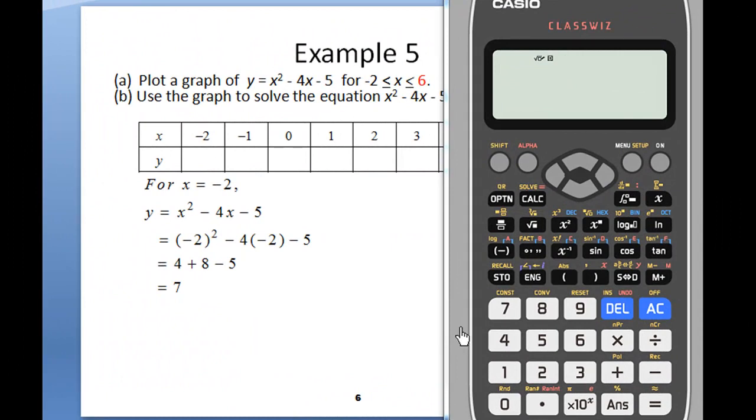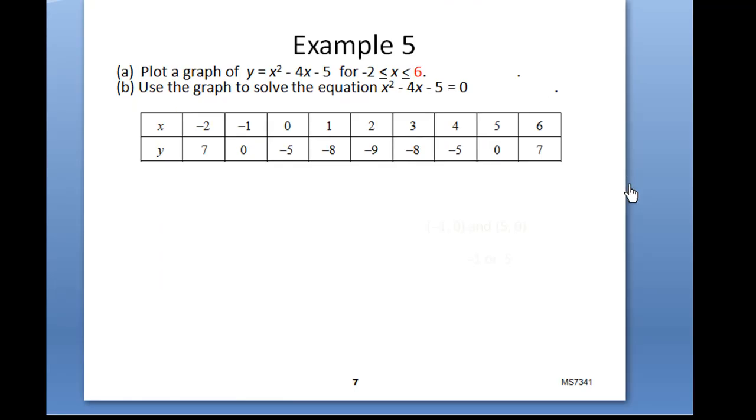Here are the steps to do the calculation. You open the bracket first, then -2, close the bracket, then square it, minus 4 times, open the bracket, -2, then minus 5, and the result is equal to 7.